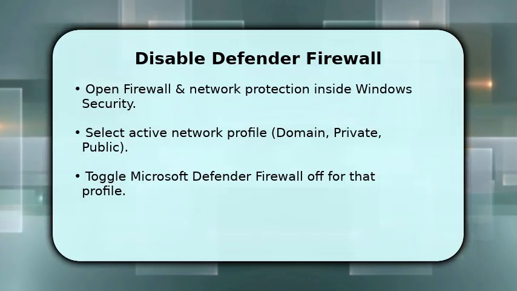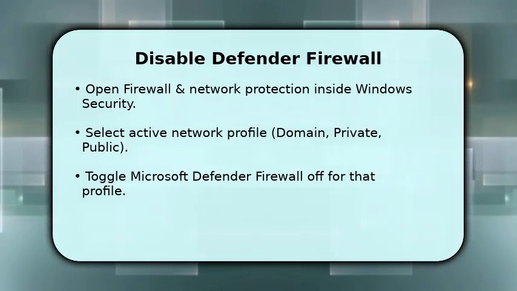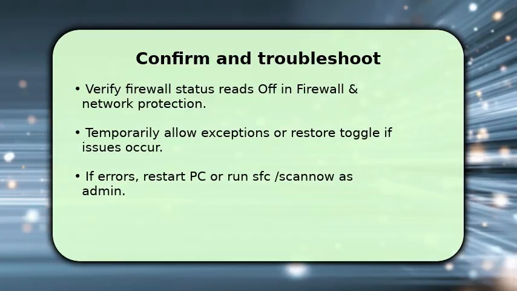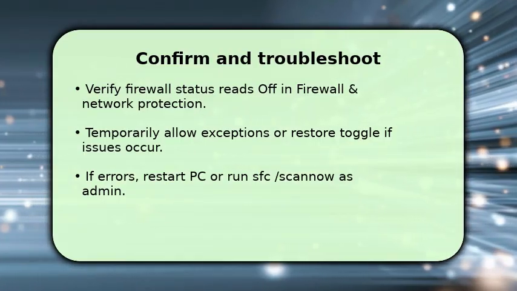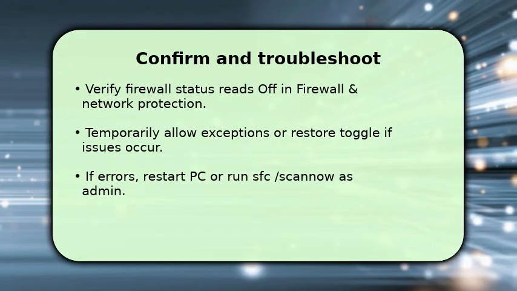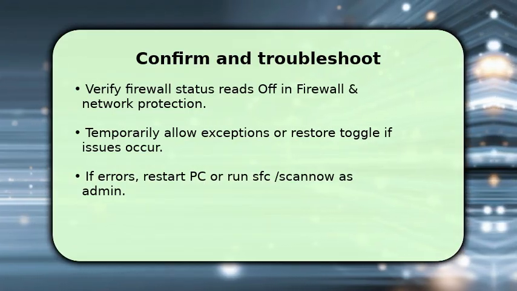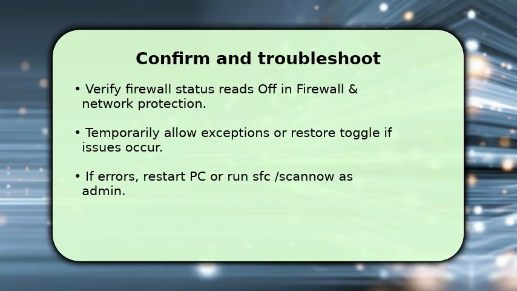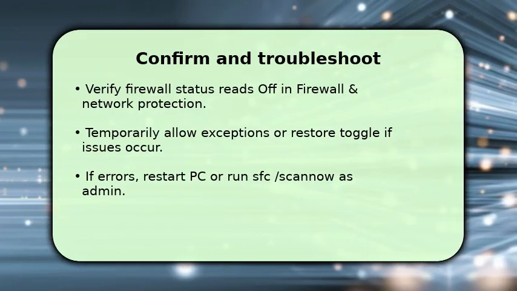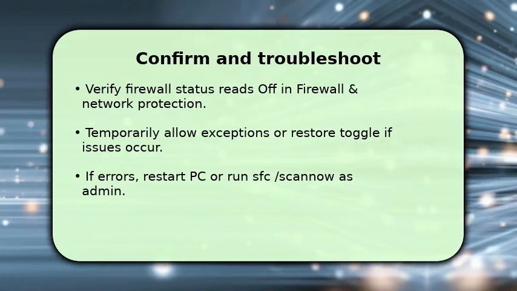After toggling off, verify the Firewall and Network Protection page shows off for the selected profile so rules are inactive. If applications fail to connect, make sure you either add specific inbound exceptions or re-enable the firewall and add required exceptions. This controls exposure while fixing access.